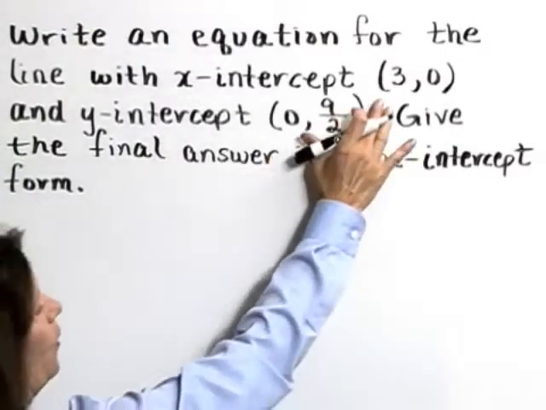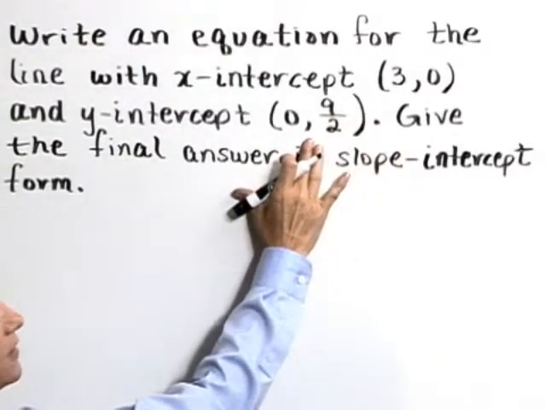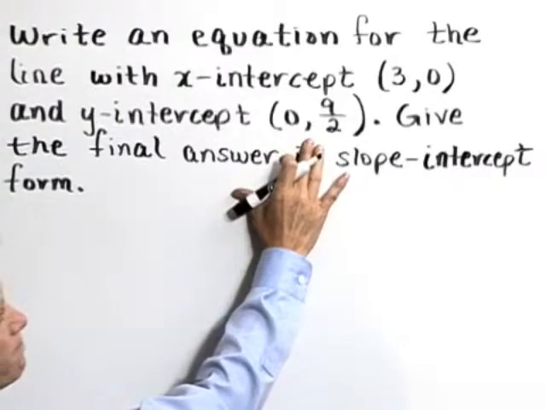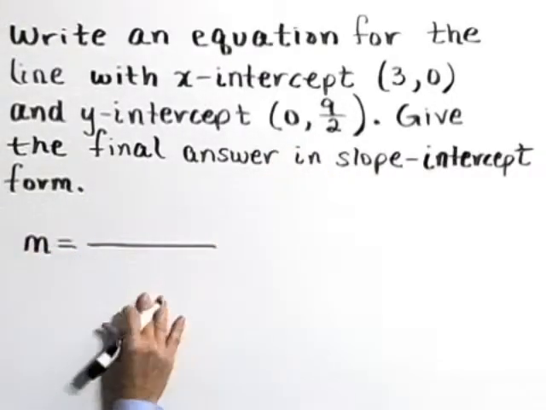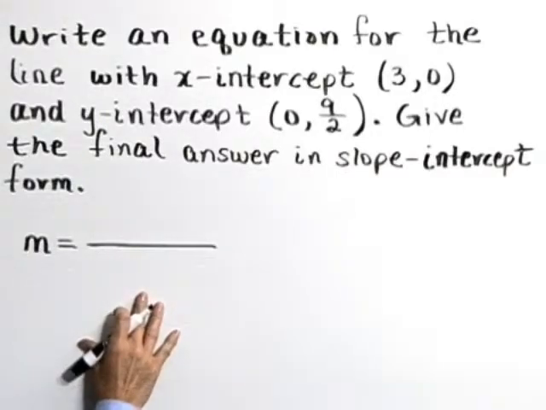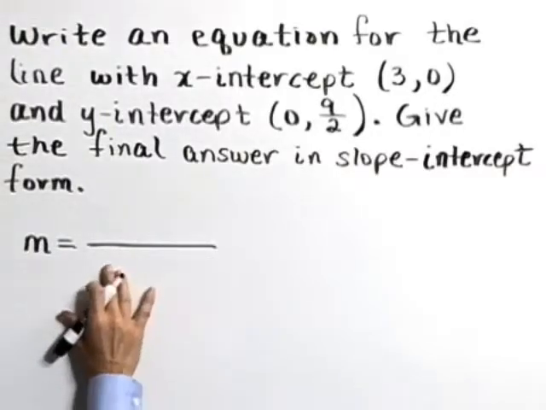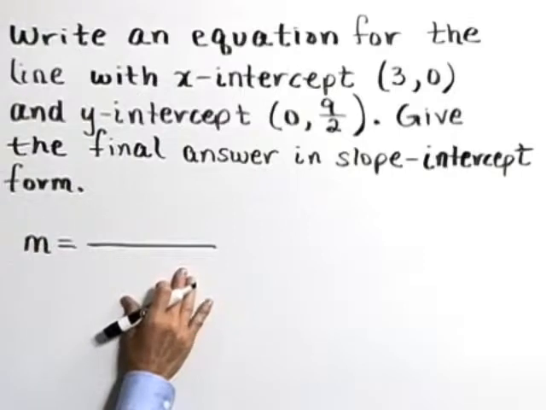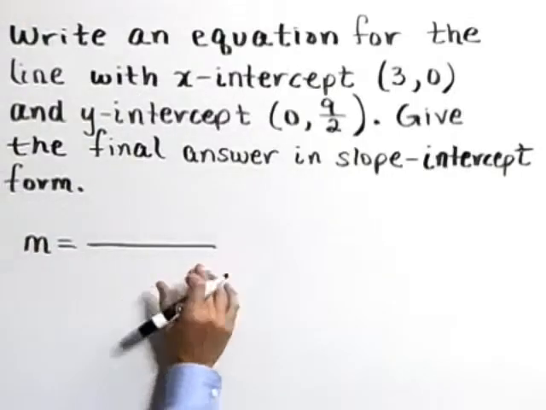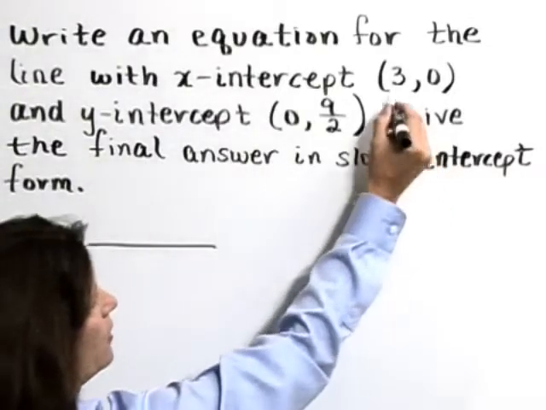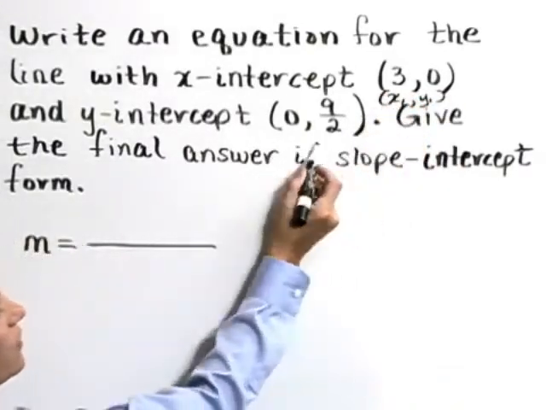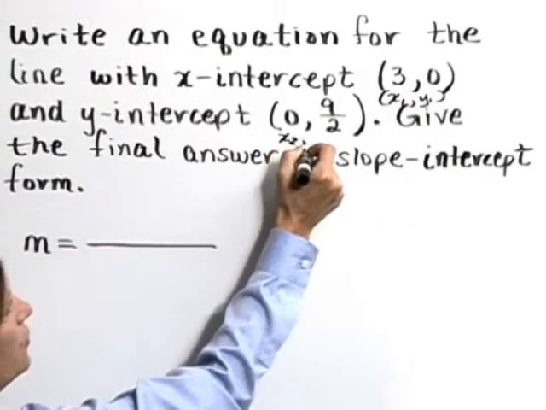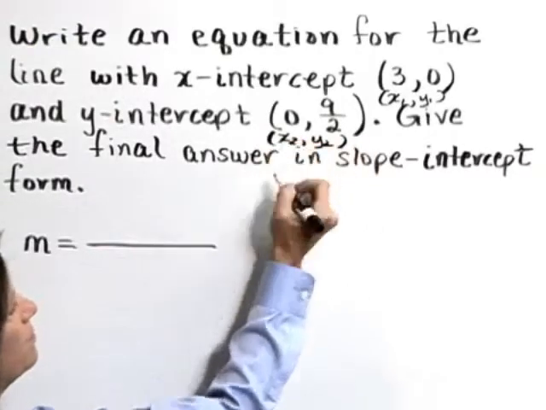We're given two points, so that part isn't an issue, but let's determine the slope using these points. The slope is the change in y over the change in x. In other words, let's subtract the y values and divide by the difference between the x values. I'm going to identify the point (3, 0) as (x1, y1) and the point (0, 9/2) as (x2, y2).